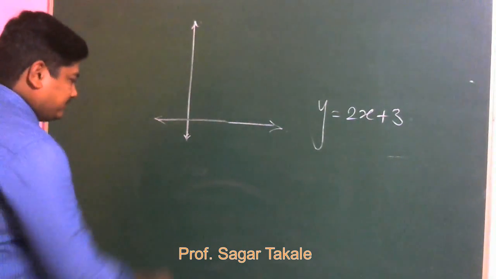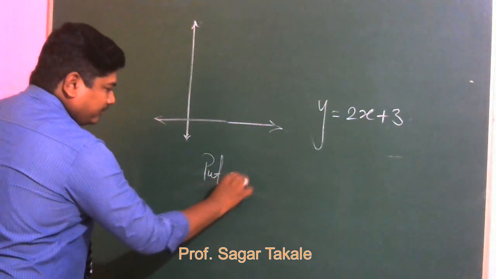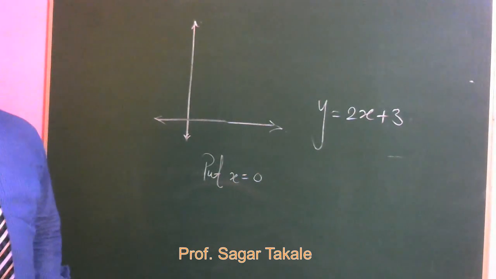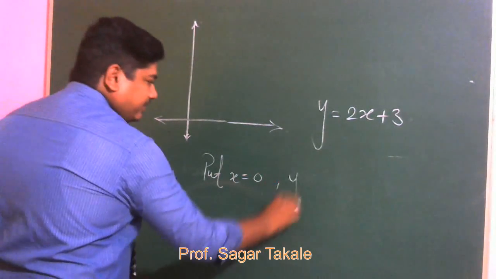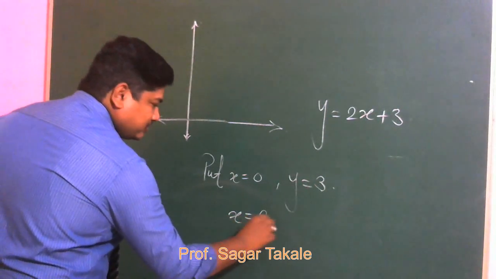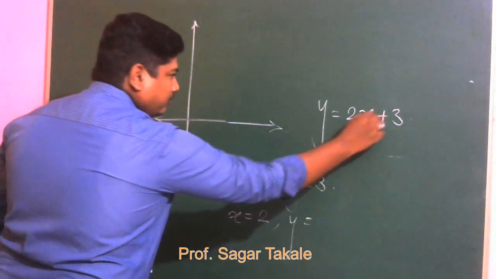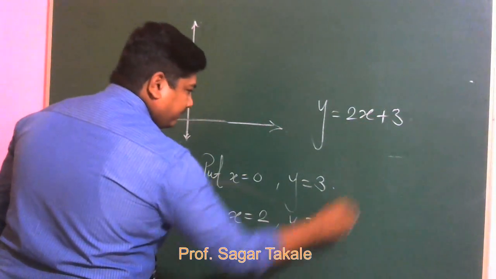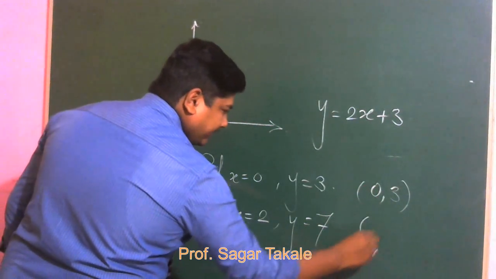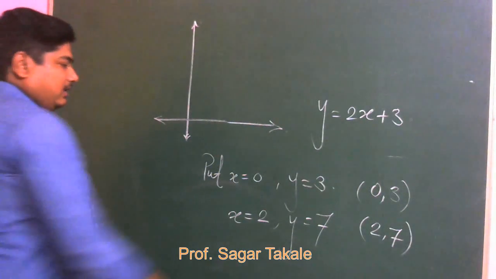To get those 2 points, we'll keep on substituting the value of x. For example, put x equals 0, what will be the value of y? Yes, very simple, that is nothing but 3. If I substitute x equals 2, what do you think? Yes, y is going to be 2 times 2, 4, plus 3, 7. That means the first point is (0, 3), and the second point is (2, 7).